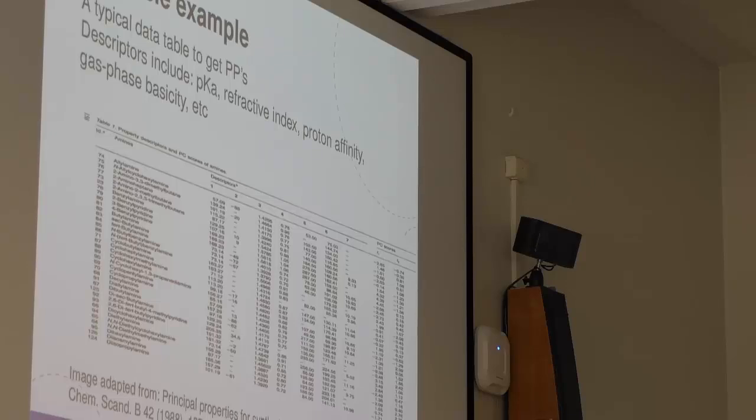So now I'm going to show you something you're not supposed to focus on because it's not so important, the details here. Just to show you the starting point for what we need in order to do principal property. Okay, so what you do is that you have a set of molecules, in this case I think it's amines, and you select a series of descriptors that you find relevant or important. Okay, so you have the list of molecules, and then you have the columns with the different properties. So that's your starting point. You have a data table for your molecules, and then you perform principal component analysis. So you can see where this is taken from. All the examples here are from Rolf Carlson's work. Examples of properties here are pKa, refractive index, proton affinity, and so on.